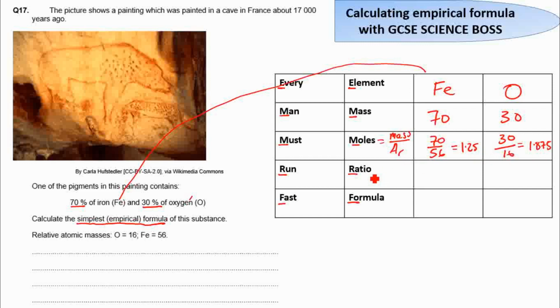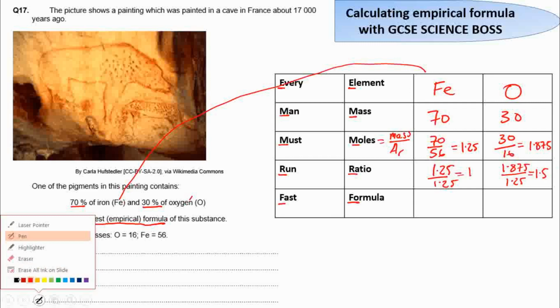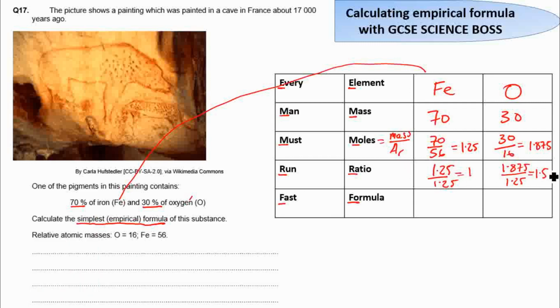Now your ratio, your next step, means that you're dividing through by your smallest number. The smaller number in this case, as there are 2 numbers, is 1.25. So it's going to be 1.25 divided by 1.25, and 1.875 divided by 1.25. That's going to be equal to 1, and this is going to be equal to 1.5. Now, if you get a number which ends in 0.5, you always have to times both ratios by 2. So you end up with an answer here of 2, and an answer here of 3.